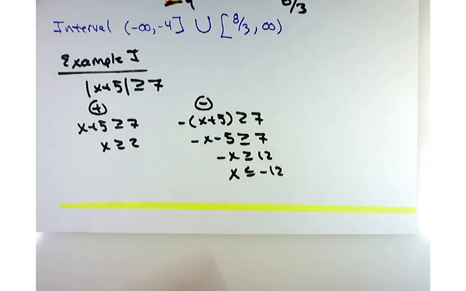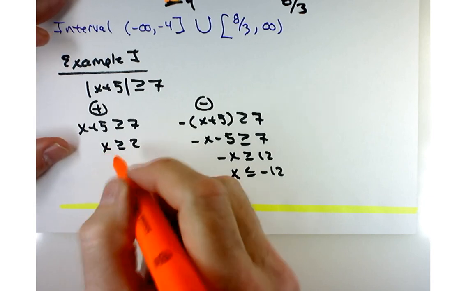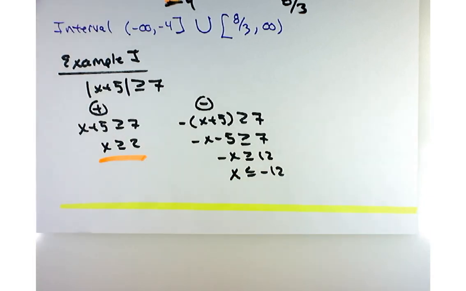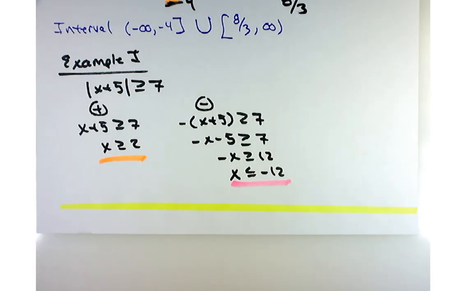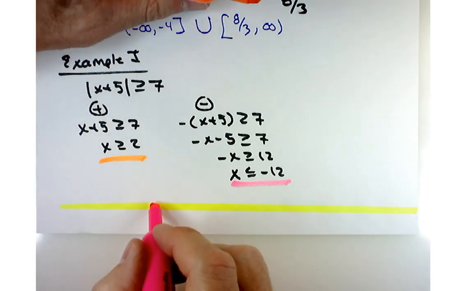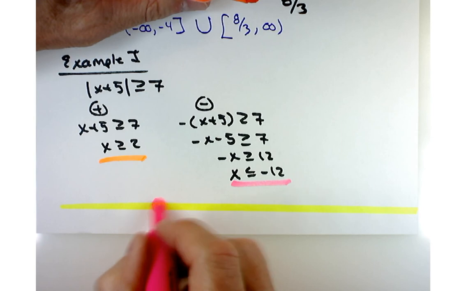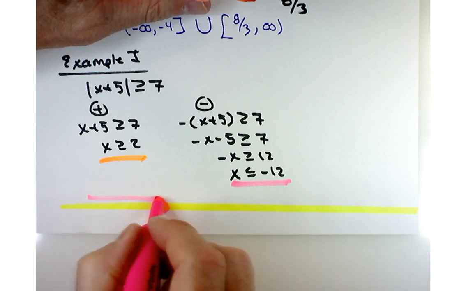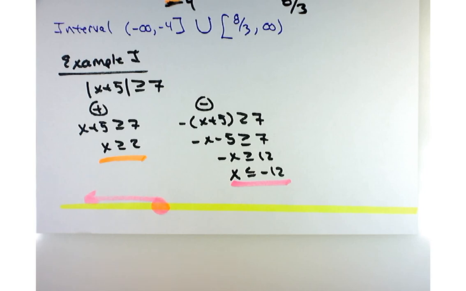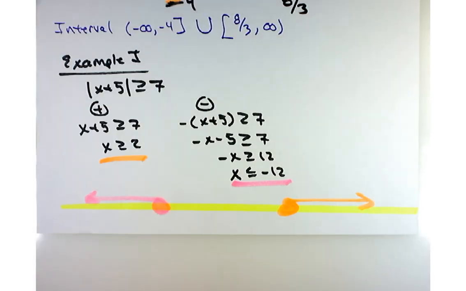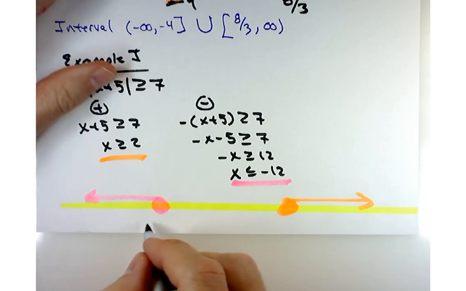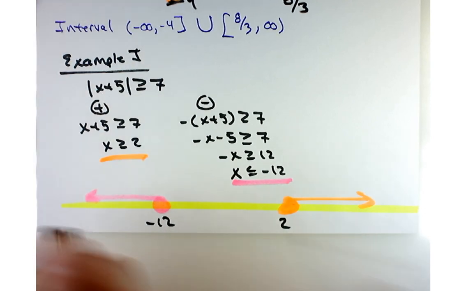So like the last one, I'll do this in different colors. We've got x is greater than or equal to 2, and x is less than or equal to negative 12. These two intervals face away from each other. So at negative 12, I've got a solid dot and an arrow running to the left. At positive 2, again, I have a solid dot, this time an arrow running to the right. And that's it. That's what I expect for an absolute value greater than case: two intervals that face away from each other.